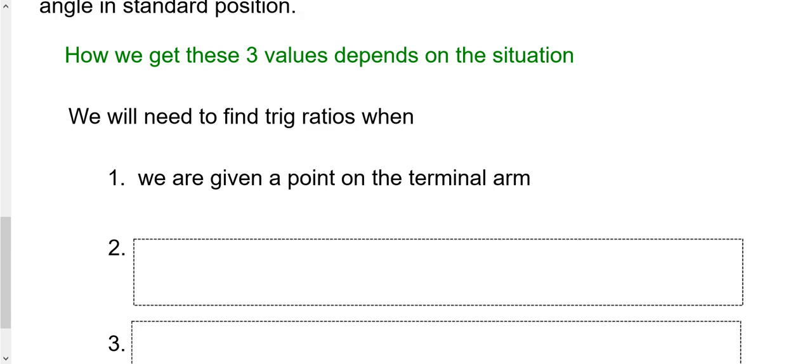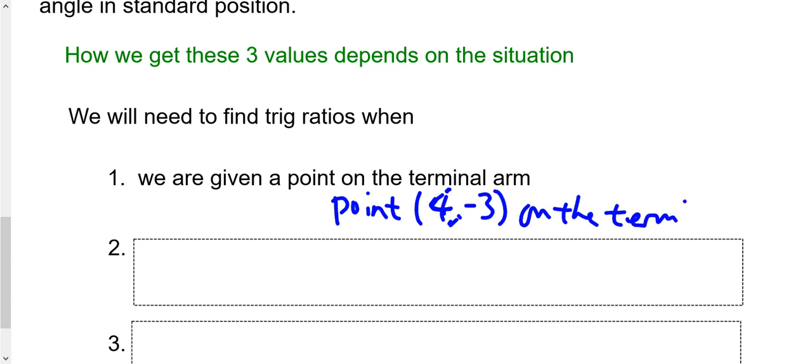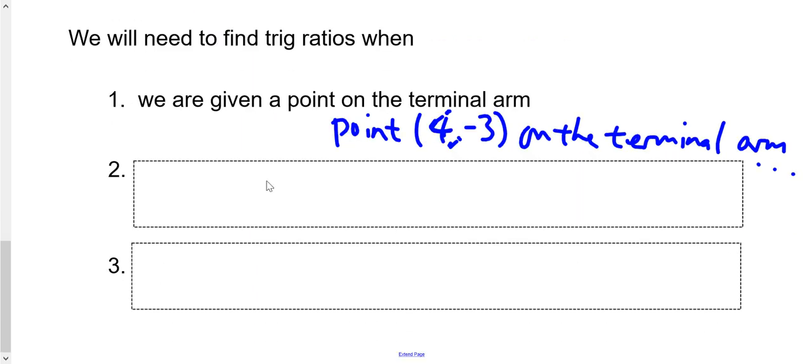So first one here, we will need to find trig ratios if the question gave you a point on the terminal arm, and then asks you to do something, definitely trig ratios. It may give you something like, oh, there is a point of 4 and -3 on the terminal arm, blah blah blah. Then when you see something like this, you know that's the time you should be using the trig ratio, whichever applicable, either sine, cosine, tangent.